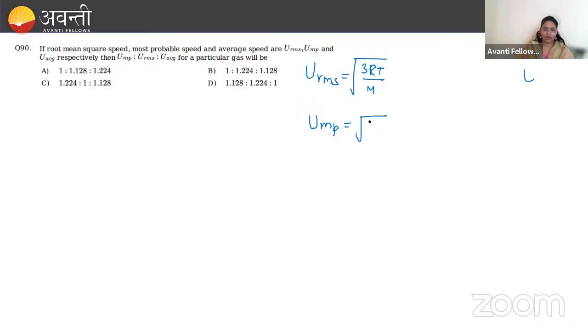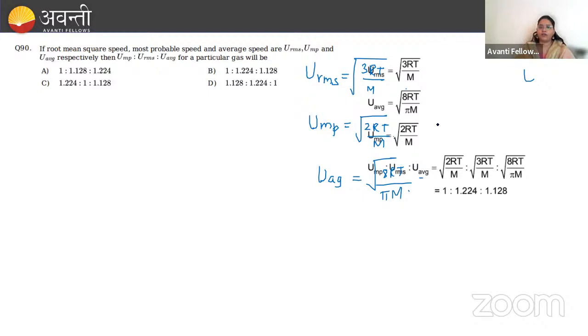Yes, any answers from your side? 2RT by M. For average, okay, it is what? 8RT by πM. Right? So we need to find out the ratio of most probable to RMS to average. So you can see here, I have shown the answers.